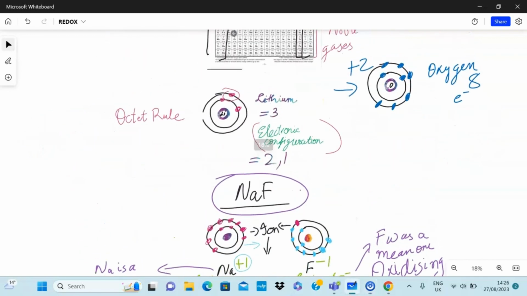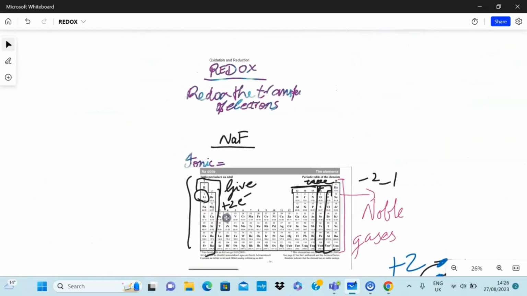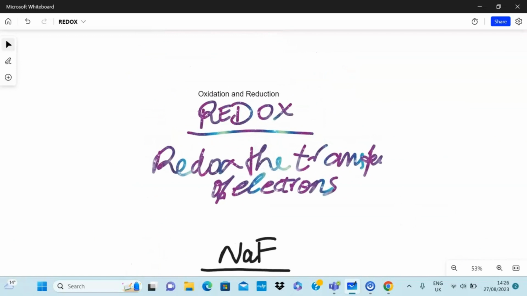Anyway, so that's the general gist of reduction and oxidation, redox. So be nice to everybody, just like these two compounds were.